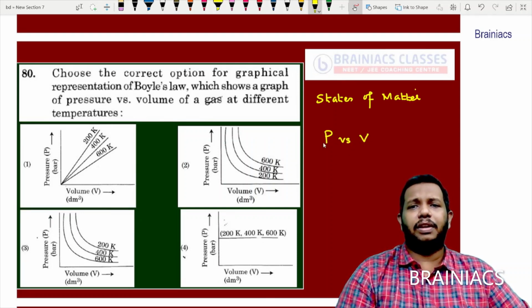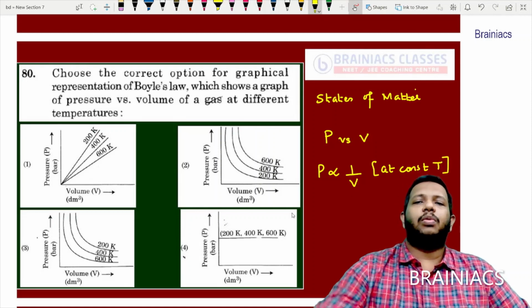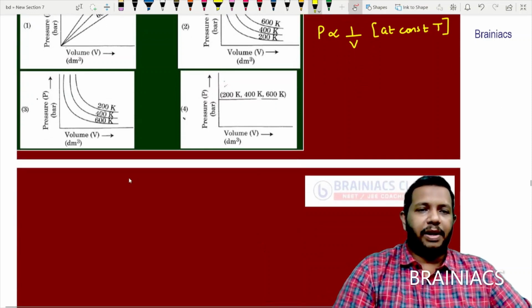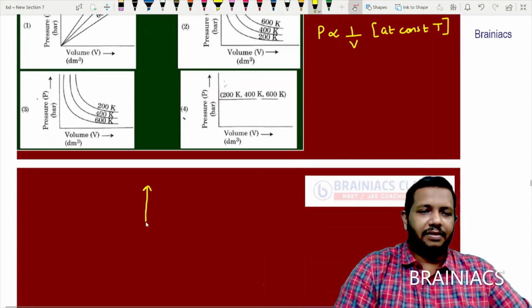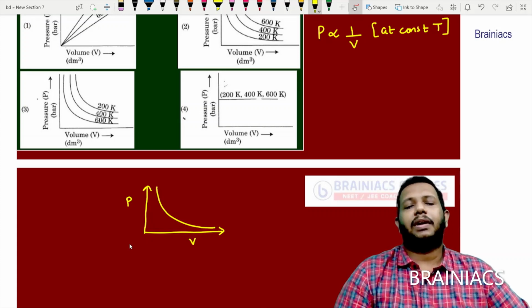So Boyle's law is about the relationship between pressure and volume, and we know that pressure is inversely proportional to volume at a constant temperature. This is what Boyle's law states. And how does the graph look? You might have learned this in many places in NCERT, very clearly written. Boyle's law graph between pressure and volume has the basic nature of a hyperbola.